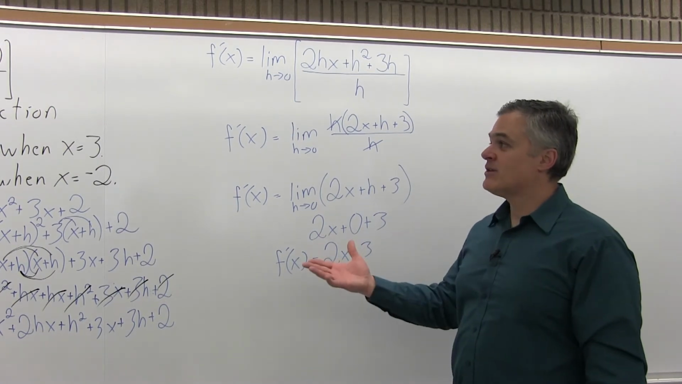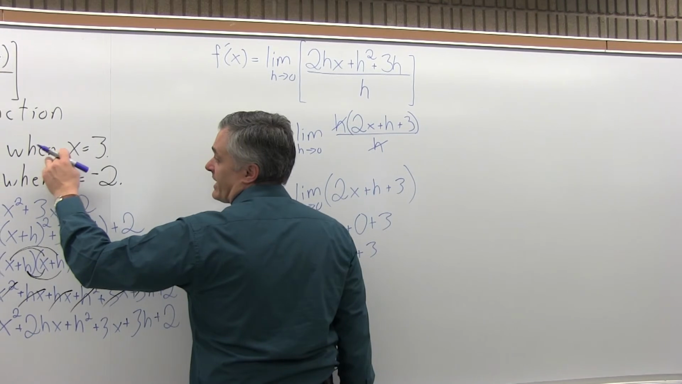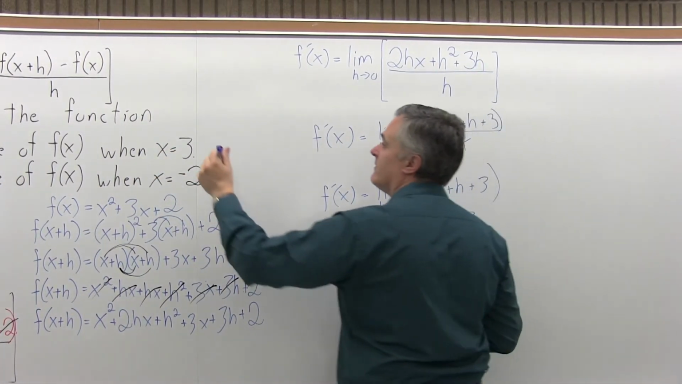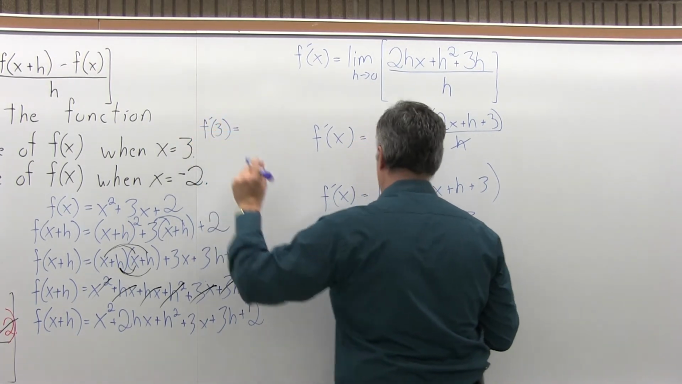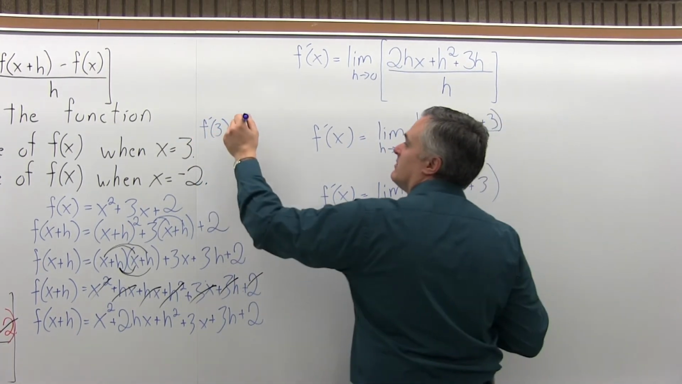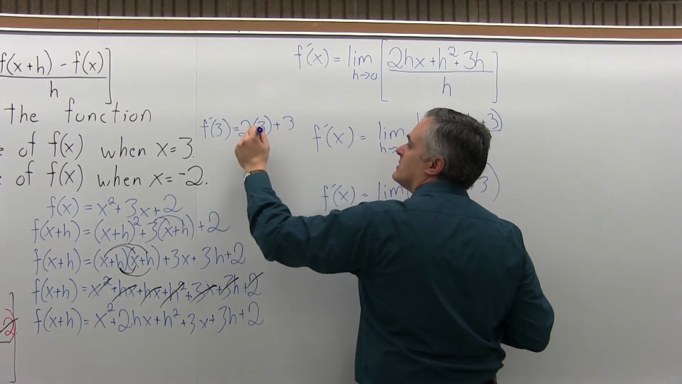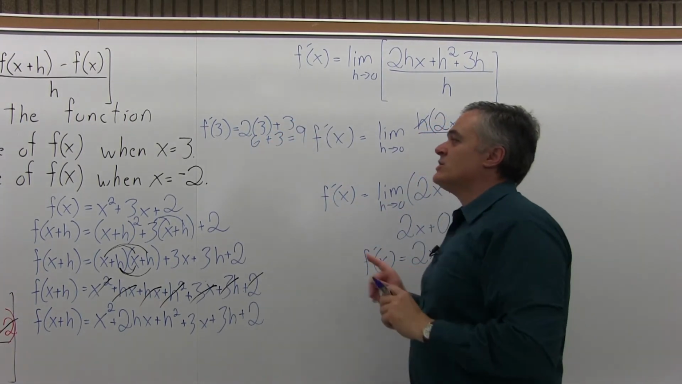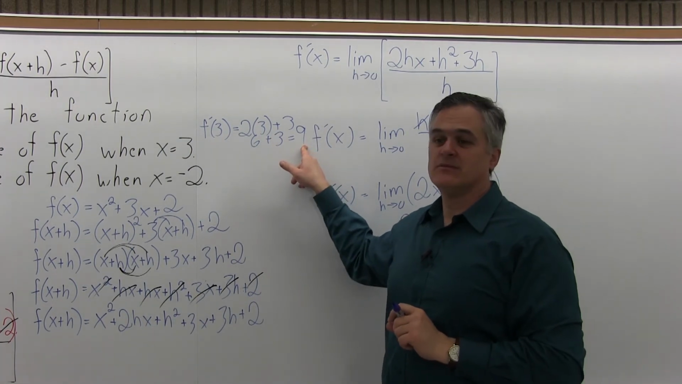So going back to the original question, part A says find the slope of f of x when x is 3. So take my f prime, the derivative, and we'll find f prime of 3. 2x plus 3 becomes 2 times 3 plus 3. So I'm going to have 6 plus 3, 9. So when x is 3, the slope at that point is 9.